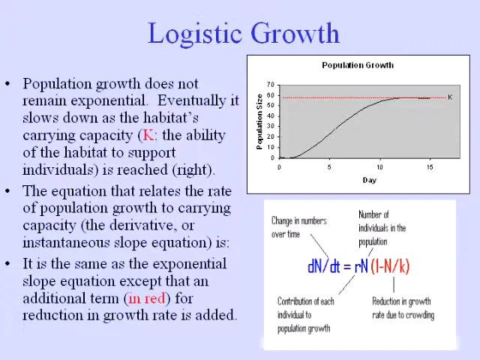So up to this point, everything in blue here is exactly the same as it was with our exponential formula. Now we're going to add in a factor that relates to carrying capacity. And this we will write as 1 minus N over K. So this factor in red, we can refer to as the reduction in population growth rate due to crowding.